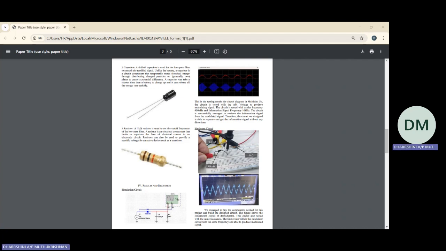So the last is the resistor. A 1 kilo ohm resistor is used to set the cutoff frequency of the low pass filter. A resistor is an electrical component that limits or regulates the flow of electrical current in an electronic circuit. A resistor can also be used to provide a specific voltage for an active device such as a transistor.